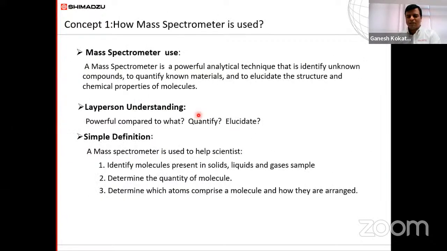Before going ahead, there are some concepts I want to clear. I just want to introduce some concepts, almost 4 to 5 of them. It is about how the mass spectrometer is used. Normally, mass spectrometry is a powerful analytical technique that can be used for identification of unknown molecules, like impurity profiling, whatever we are doing in structure elucidation. So those are the unknown molecules.